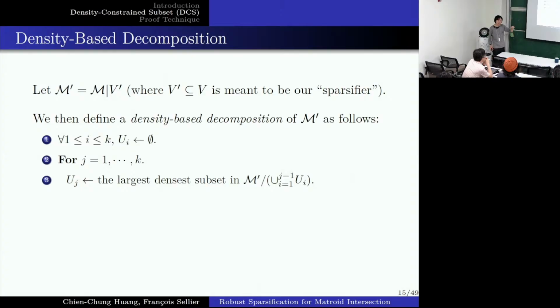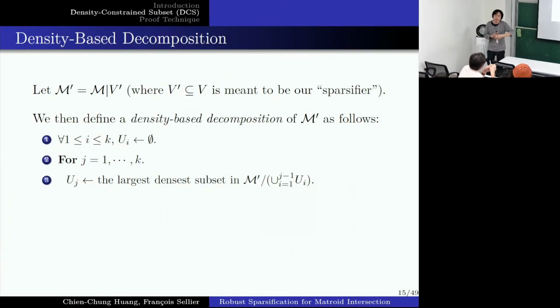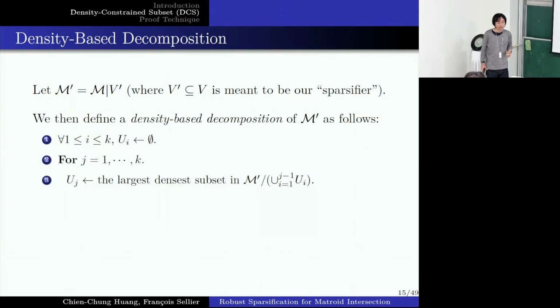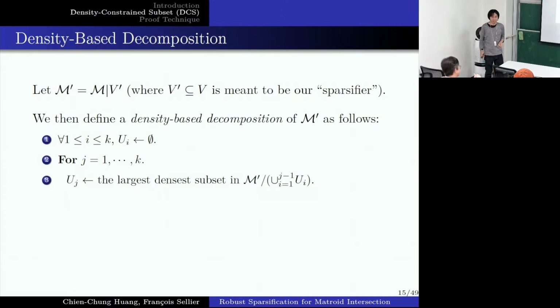After you have U1, you do a contraction. You define U2 as the largest, densest subset in this contracted matroid, and you do this recursively, k times. What do I mean by largest densest? There could be many densest subsets, so among all densest subsets of the same density, you choose the largest one. The densest subset is in fact closed under intersection and union, so there's a unique largest one, and you can find it in polynomial time.